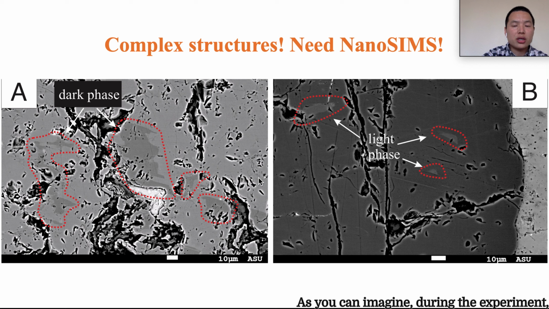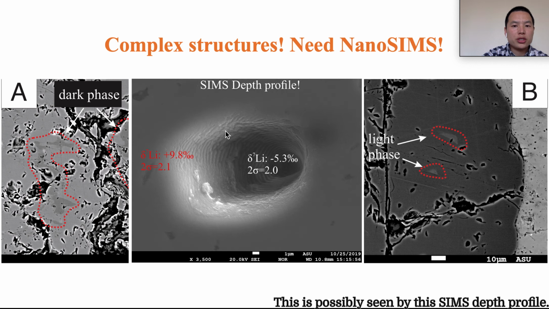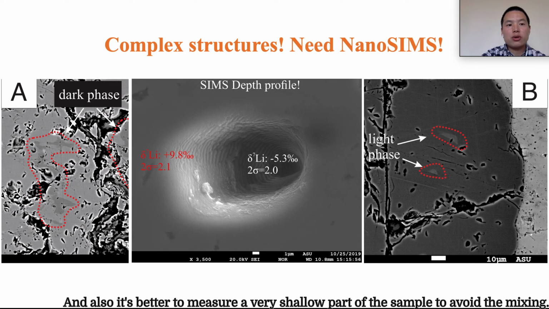As you can imagine, during the experiment, it's also possible that when you are measuring a surface for one phase, but when you're going deeper, it will change to another phase. This is possibly seen in this same depth profile. As we can see, the surface has a very positive delta lithium-7, but the deeper part is more negative. So we realized we need higher spatial resolution measurements, and it's also better to measure a very shallow part of the sample to avoid the mixing.